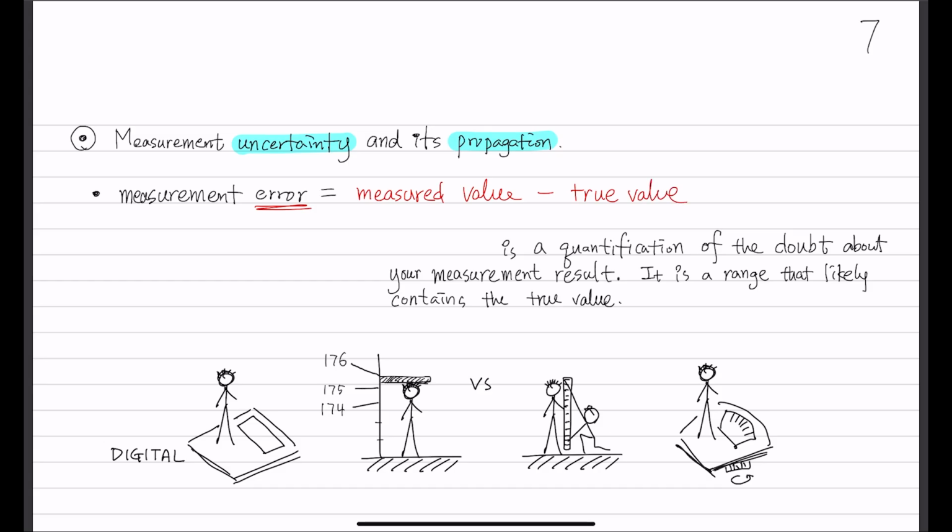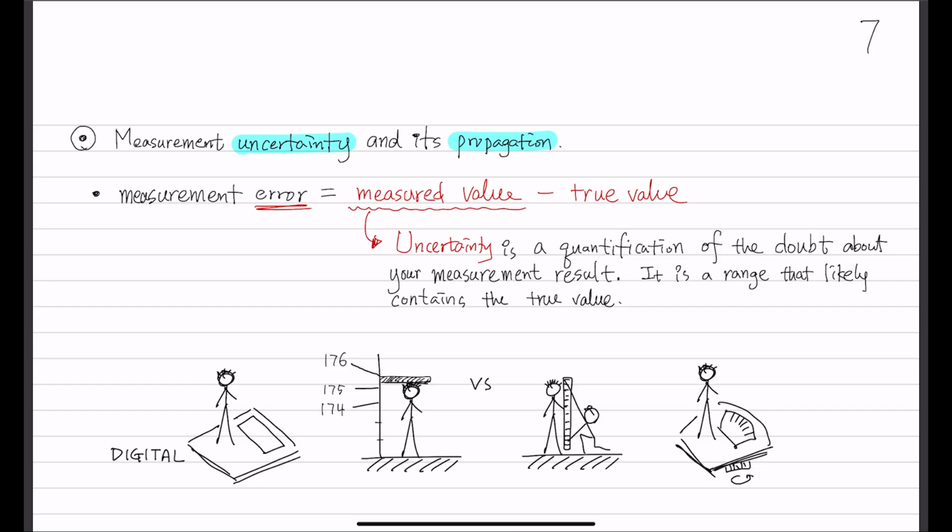And here we would like to focus on this measurement value. So the error, like we did, is defined by this relationship, and we would like to focus on this measurement stuff. So uncertainty is a quantification of the doubt about your measurement result. And it's a range that likely contains the true value.